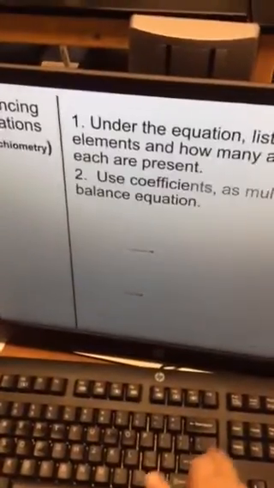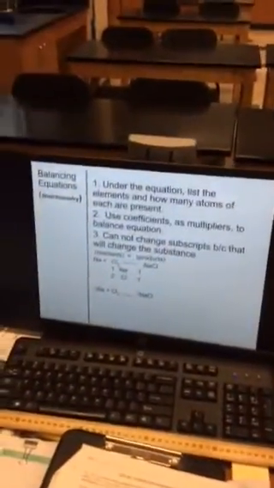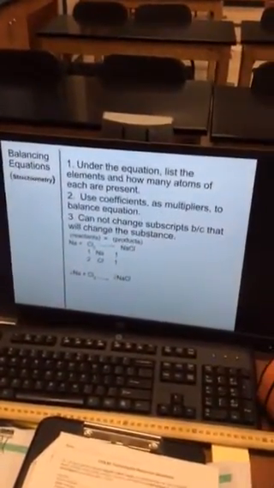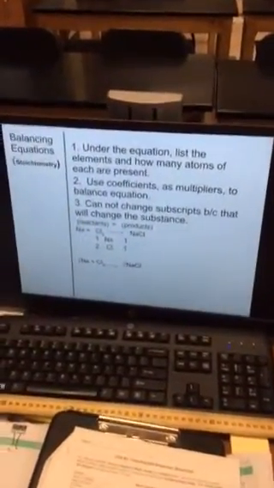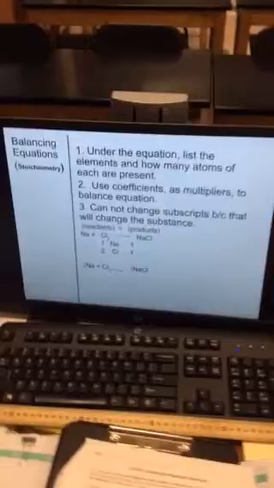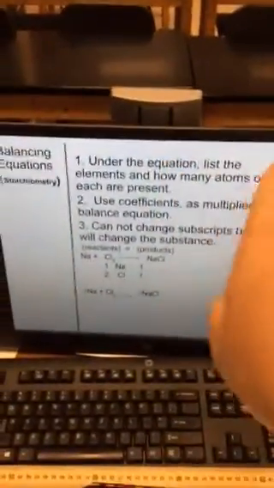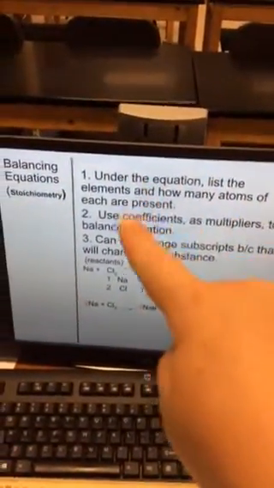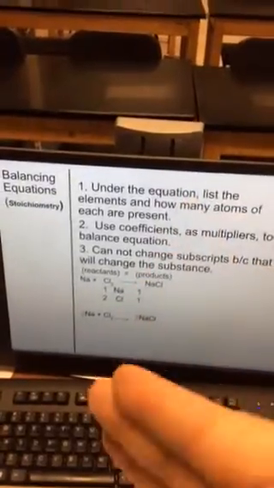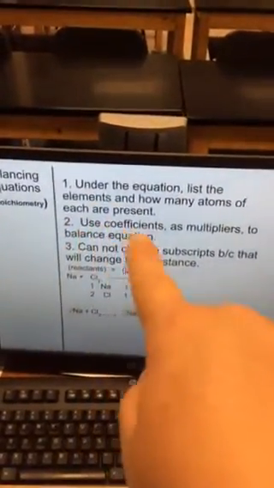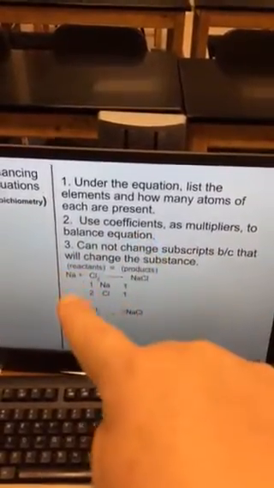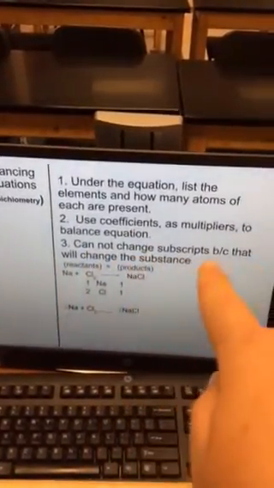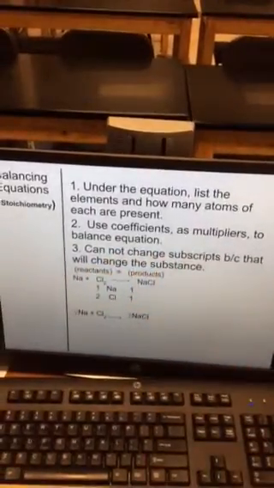If we go to the next slide, and we reveal everything on that slide. So what's going to happen, of course, because we can't make it that easy for you, we're going to deal with equations that are not balanced, and you're going to have to balance them. So under the equation, you're going to list any elements and how many atoms there are present of each, which you saw in the last one. Then we're going to use coefficients as multipliers to balance the equation. You cannot change the subscripts because that would change the substance.